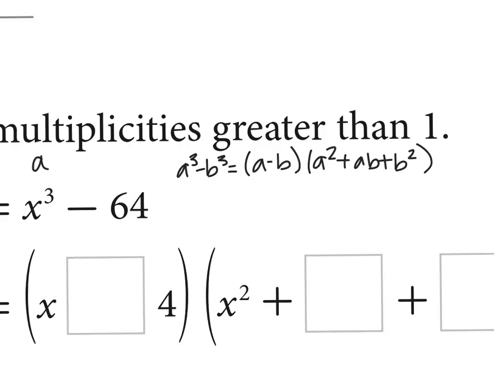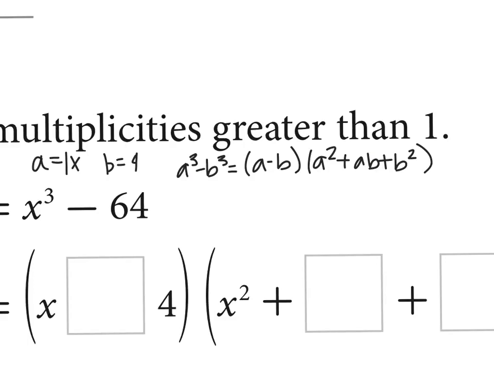What is a in this problem then? 1. 1x. And what is b? No. It'd be 4. Because 4 times 4 times 4 is 64. Because remember, that part is b cubed. So 64 is 4 cubed. So they've already started filling in part of this for us. They were kind of nice.